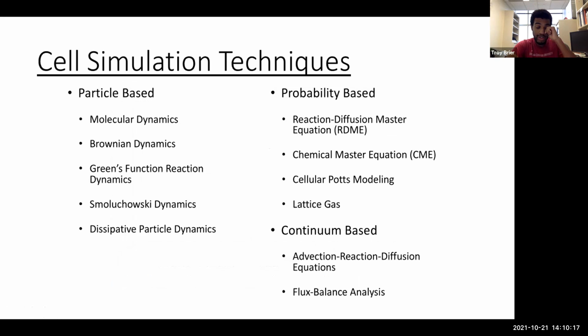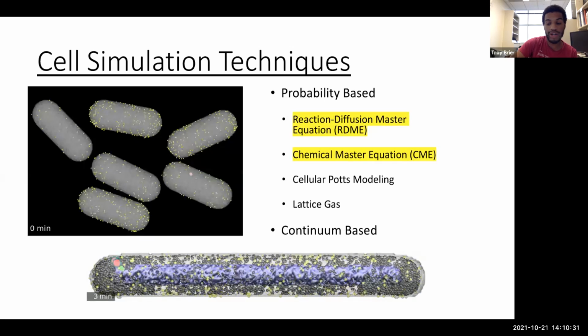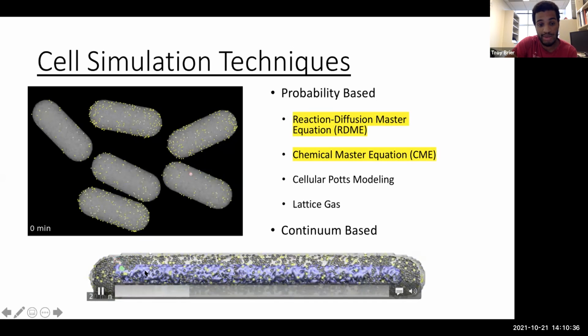Here's a list of some different cell simulation techniques. But as I've already touched on, we're going to be focusing more on the probability-based methods, which are the reaction diffusion master equation and the chemical master equation. Here are some examples of simulations that we've done looking at E. coli cells and some gene regulatory networks.